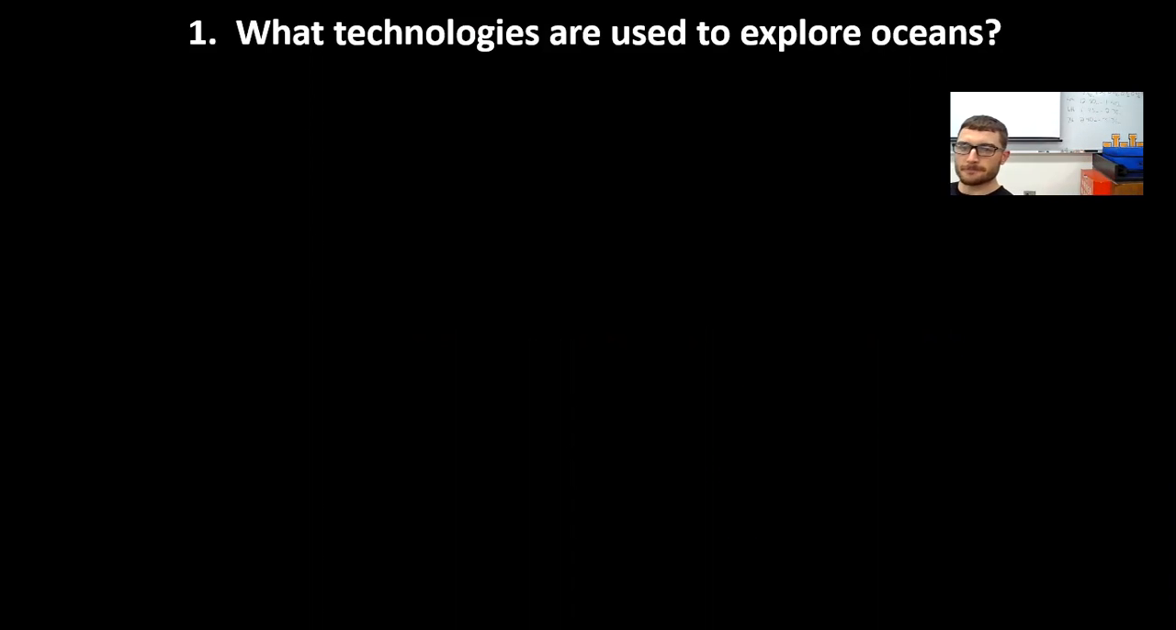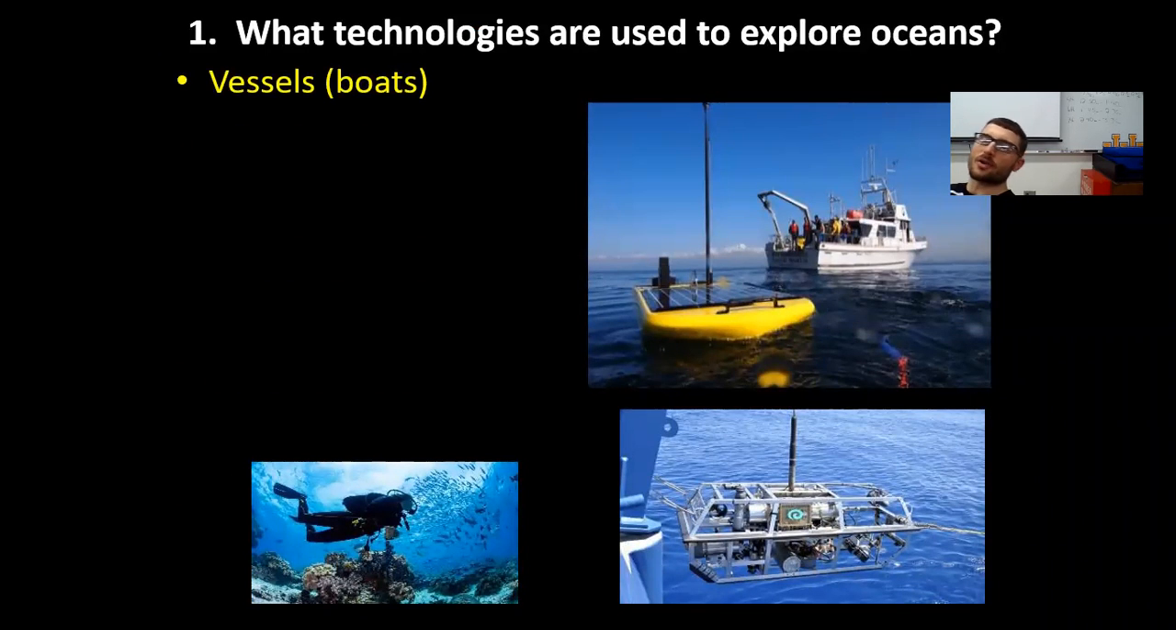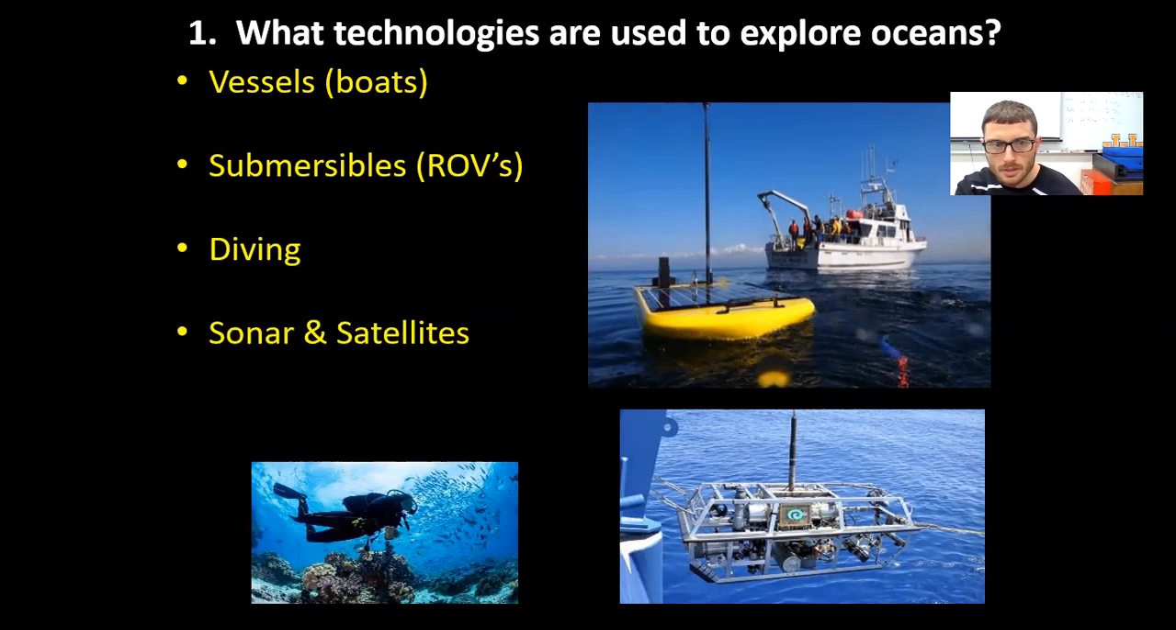What technologies? Okay, well, some examples here. We got some boats, we got some divers and underwater technologies. Well, the other word for boats is going to be vessels. So go ahead and jot down on the right side, vessels. We got submersibles. We're going to need to know about ROVs and AUVs. We've got diving. We'll explain how those are important. Sonar and satellites, got to know those as well. And lastly, computer models. So we're going to answer our questions on those today. Specifically, we'll stick to vessels and submersibles just for the rest of today.